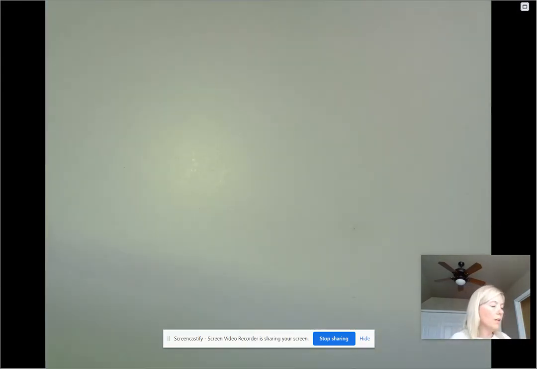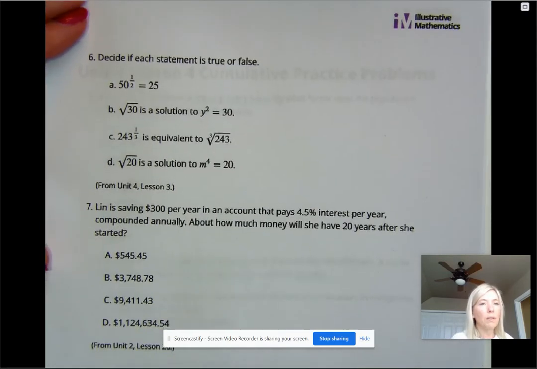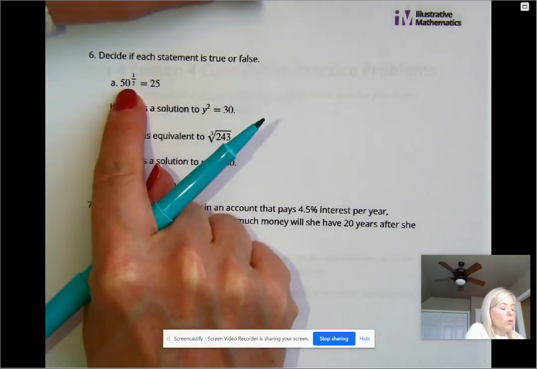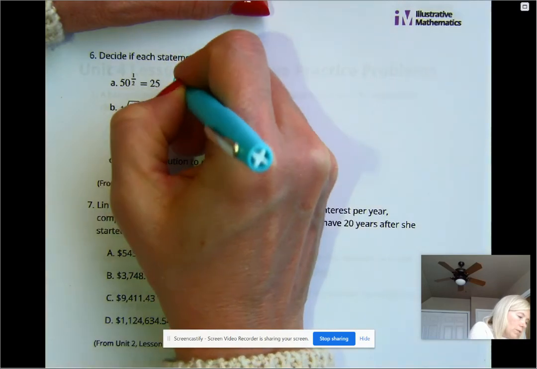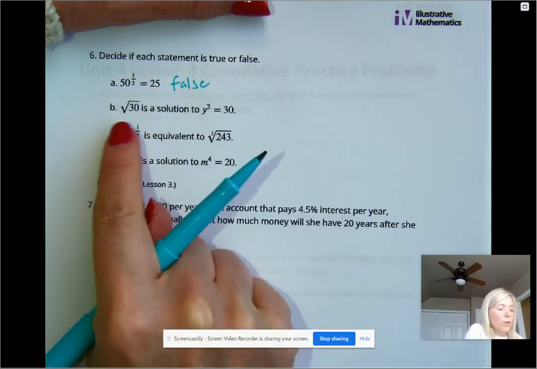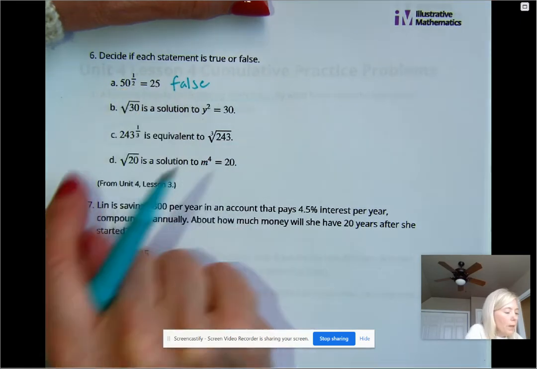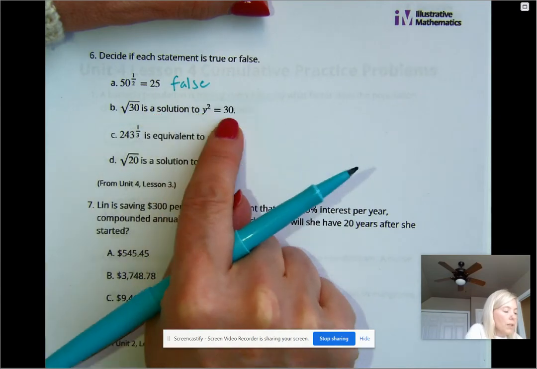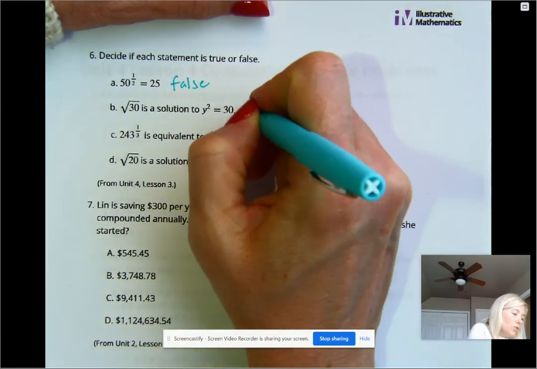Okay, and moving on, number 6, decide if each statement is true or false. So 50 to the 1/2 means the square root of 50, so this one is false. The square root of 50 is like 7 point something. It is not 25. B, the square root of 30 is a solution to y squared equals 30. Yes, square rooting is how you would find that solution, so this one is true.